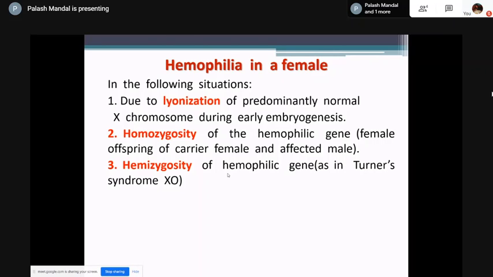Okay, hemizygosity means there is only one X chromosome and the other sex chromosome is missing. An example is Turner syndrome, where we have only one sex chromosome. There is no Y, there is no second X. Okay, so these are the conditions where a female can have hemophilia, often asked in your viva examination.